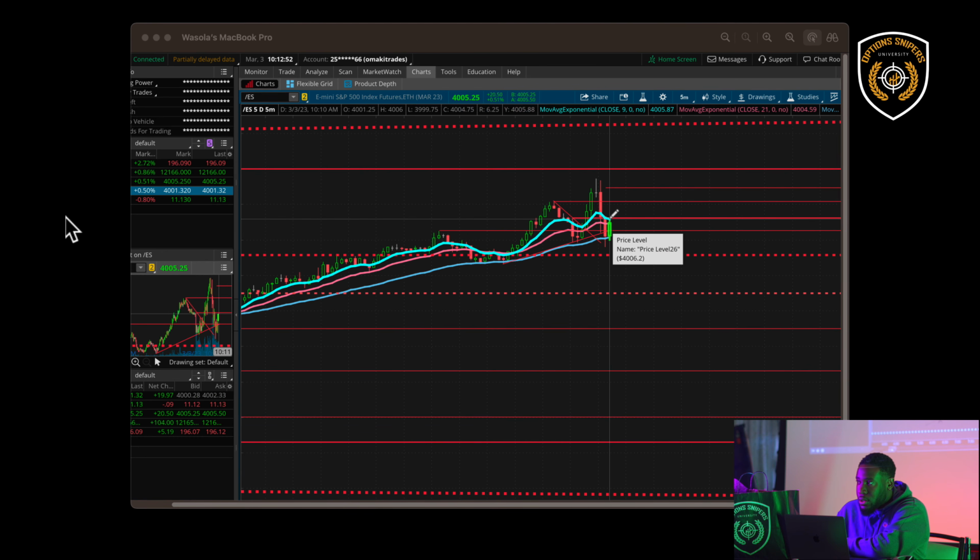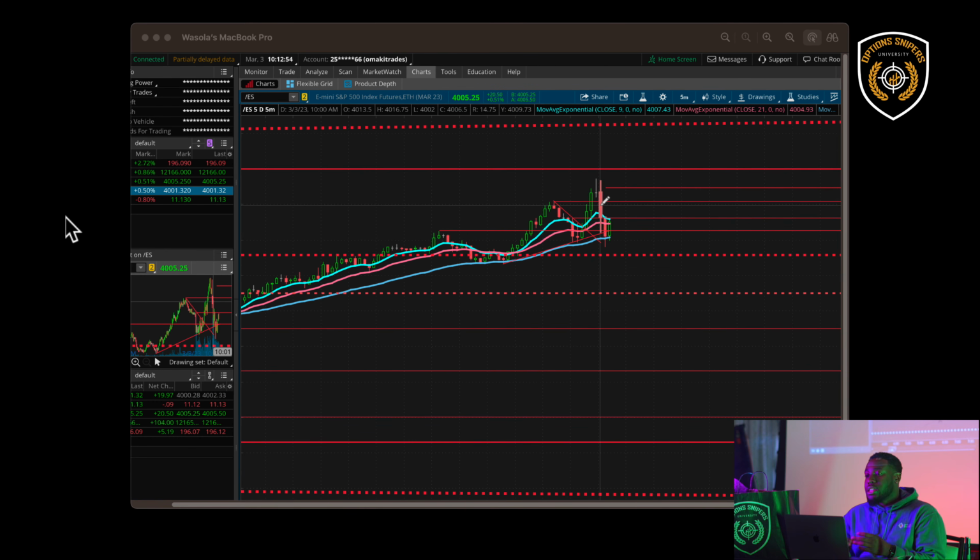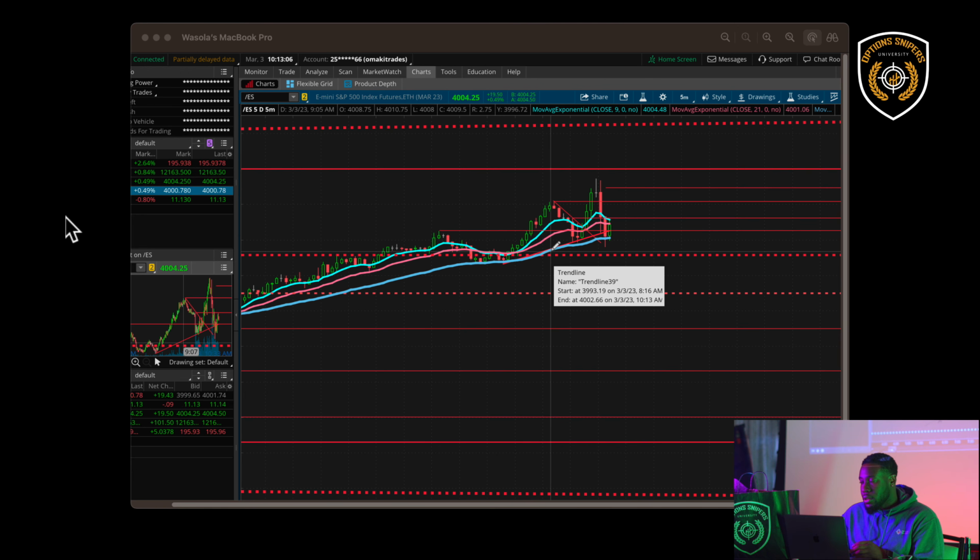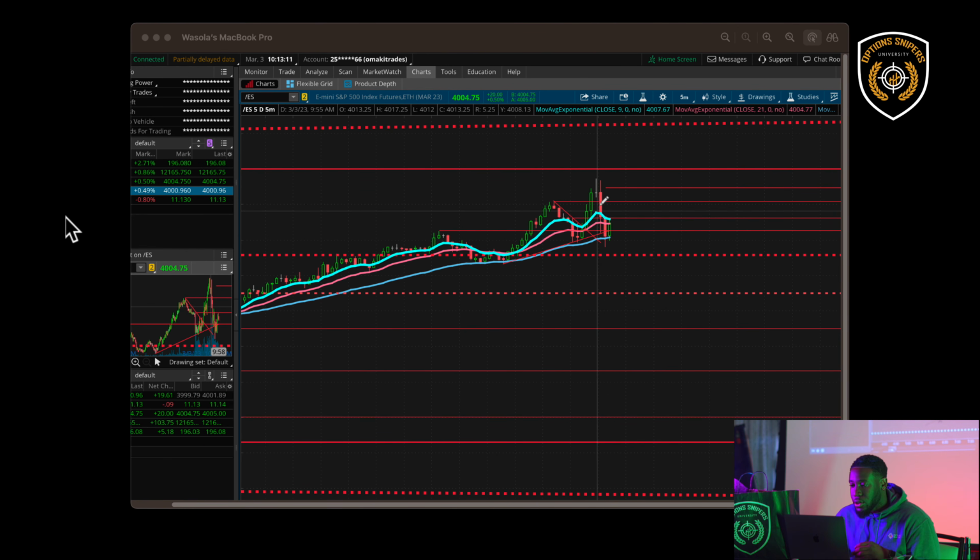Granted, you could change the colors to whatever you wanted, but knowing that the nine is going to be closer to the price action, and the 50 is going to be the inverse of that, that's how you could usually know which one's which. But you could change the colors however you desire. And we went over that a little earlier.